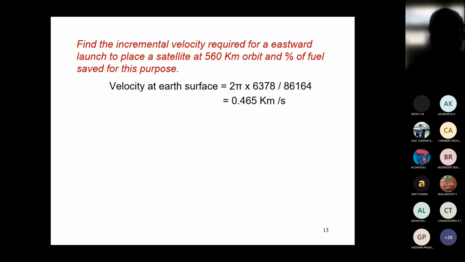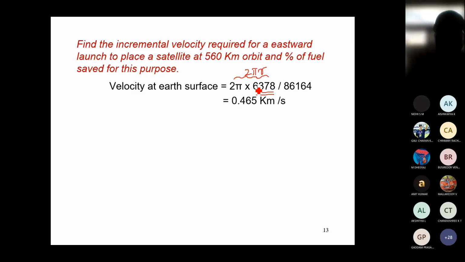Velocity of Earth's surface. This is 2 pi r. So this represents the radius of the Earth, which is 6,378 kilometers. And I told you we remember these values. Nobody is going to give you the radius of the Earth. These are the fundamental values you should remember. 6,378 kilometers.